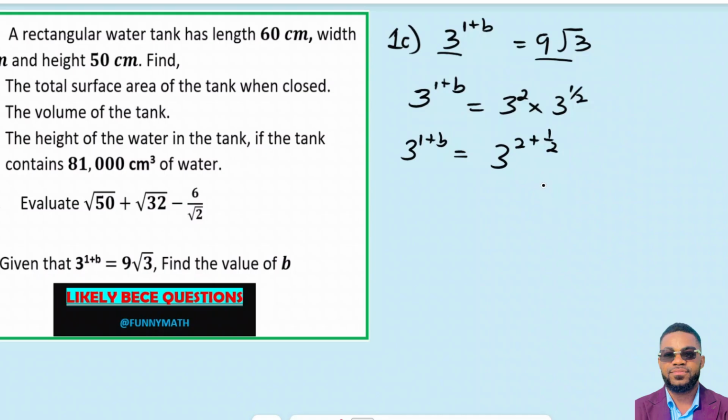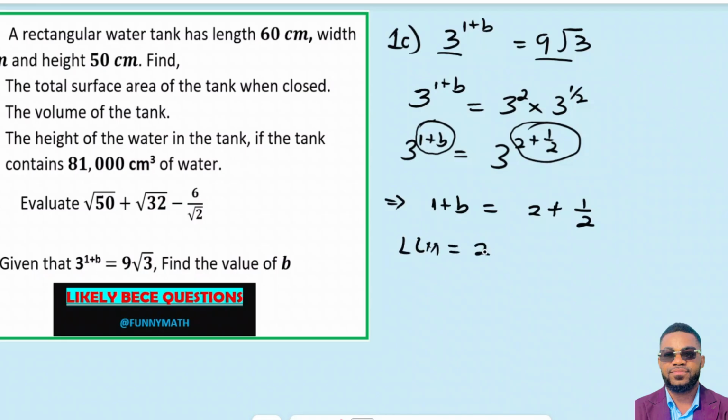So now the bases are the same. So now that the bases are the same, then we can equate their exponents. We just assume that the exponents are also the same. So this implies that 1 plus b is equal to 2 plus 1 on 2 because the bases are the same. So this becomes a normal equation, whereby we can simplify to do away with the fraction. The LCM is going to be 2. So we just have to multiply the LCM by the terms.